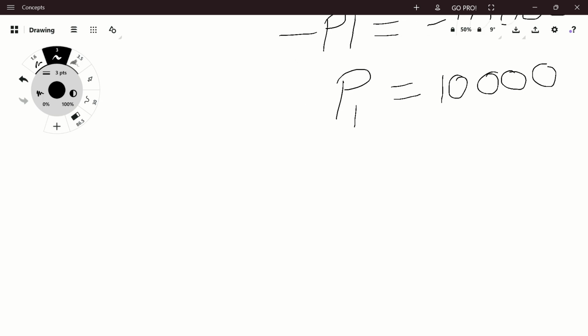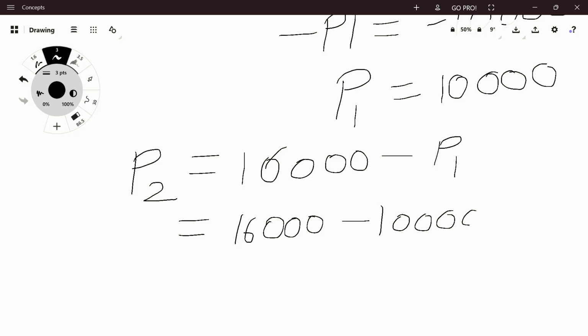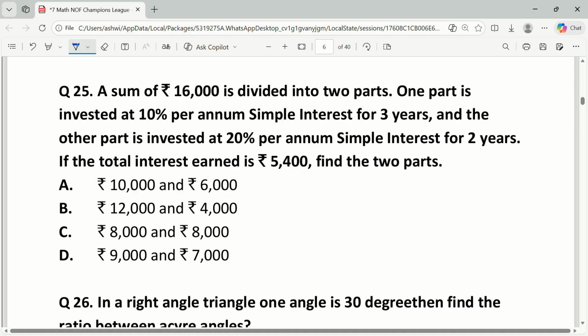Now finding the value of P2, which is equal to 16,000 minus P1, which is equal to 16,000 minus 10,000, which is equal to 6,000. Now we have the values for P1 and P2 as 10,000 and 6,000, which is answer A.